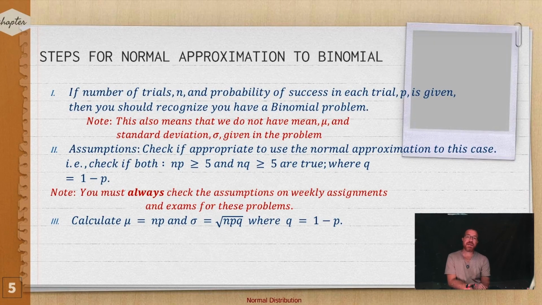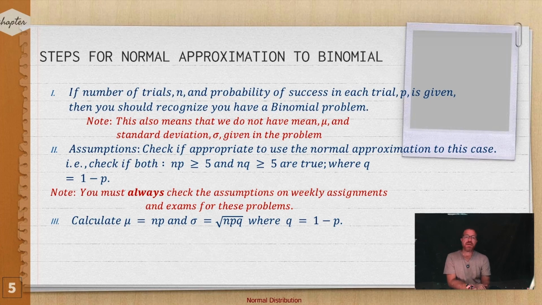You have to check that np is greater than or equal to 5 and nq is greater than or equal to 5. If this fails, you cannot do a normal approximation, and you are going to have to just use a binomial probability like you learned in Chapter 4. Once you've checked your assumptions, you know that you can calculate your binomial probability by using an approximation from a normal probability.